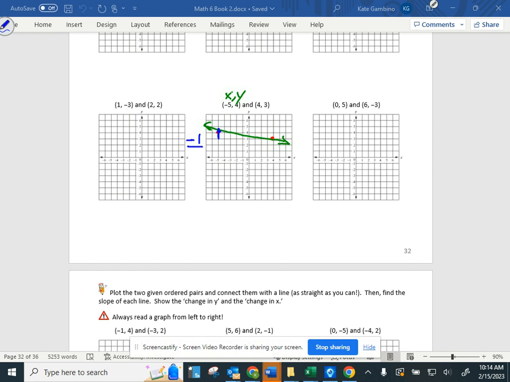Now I need to count my run. How many over? 1, 2, 3, 4, 5, 6, 7, 8, 9. I went over 9 to get to that dot. So it is a -1/9 for my slope.